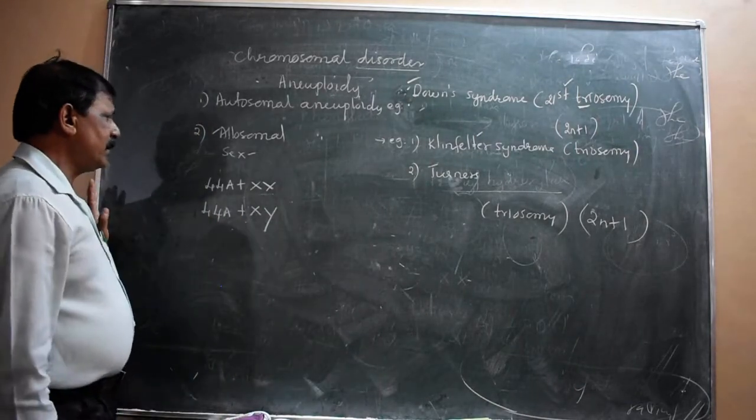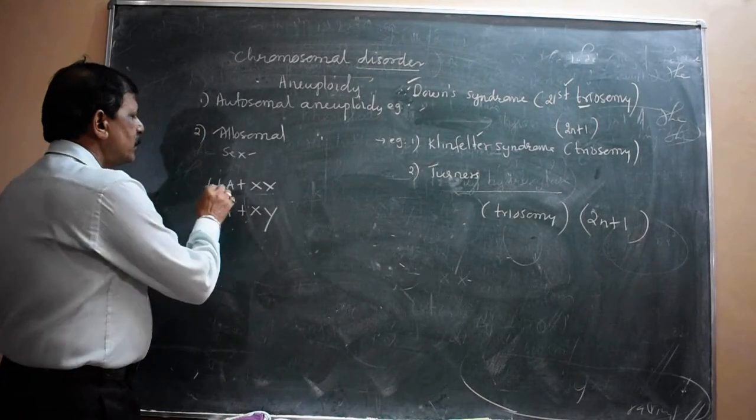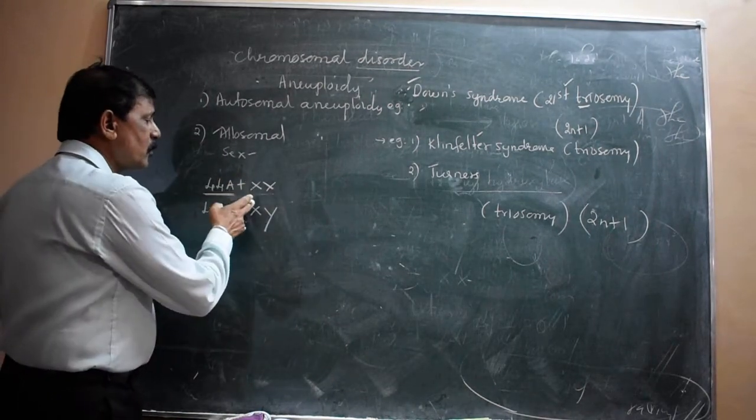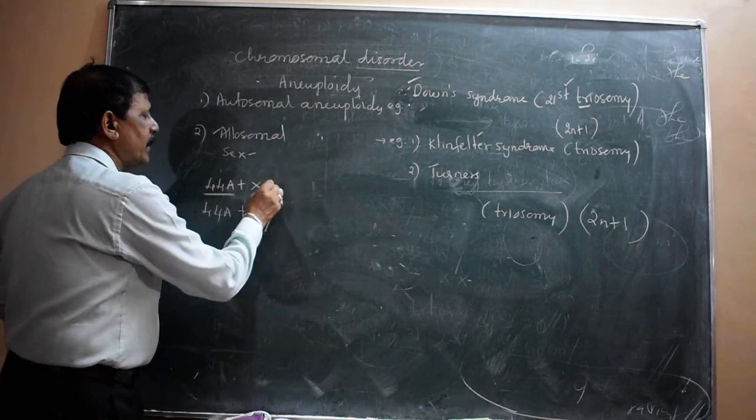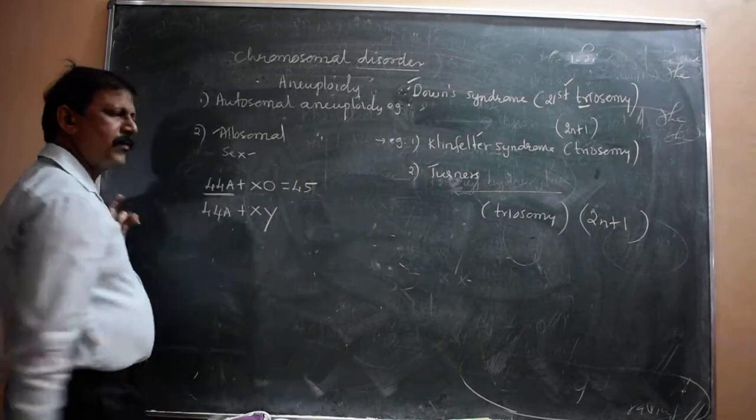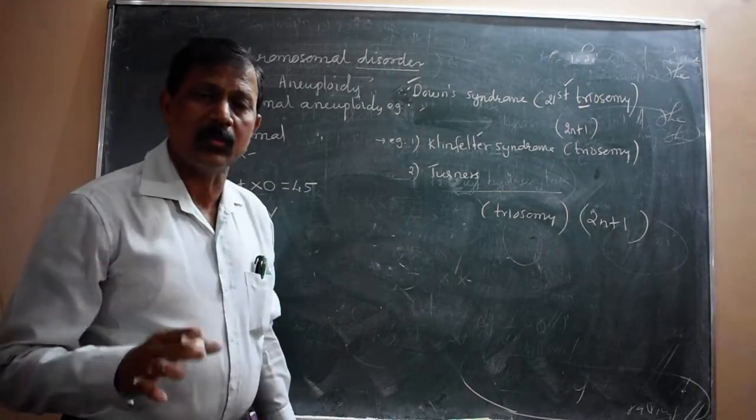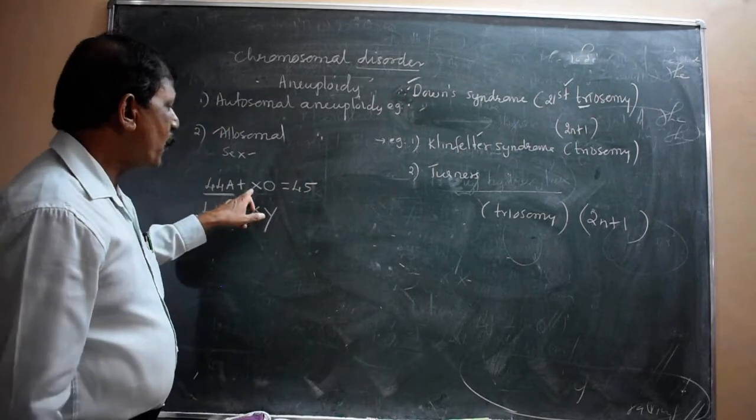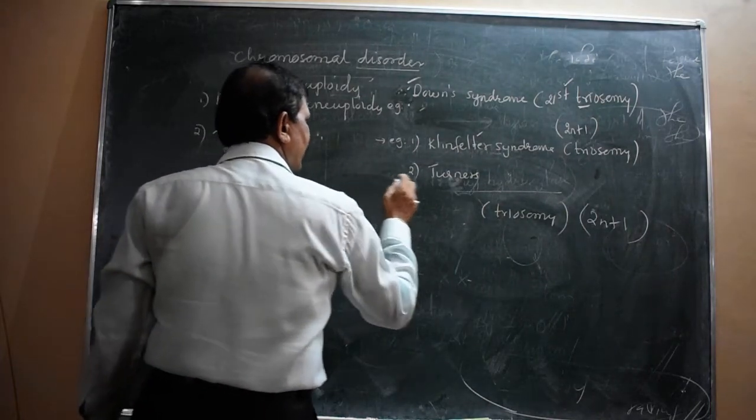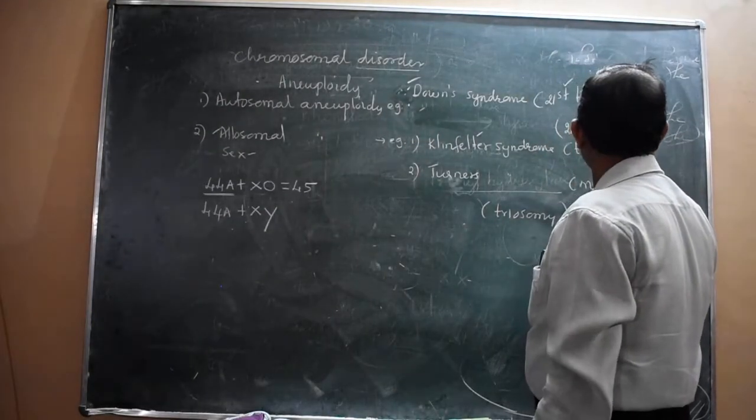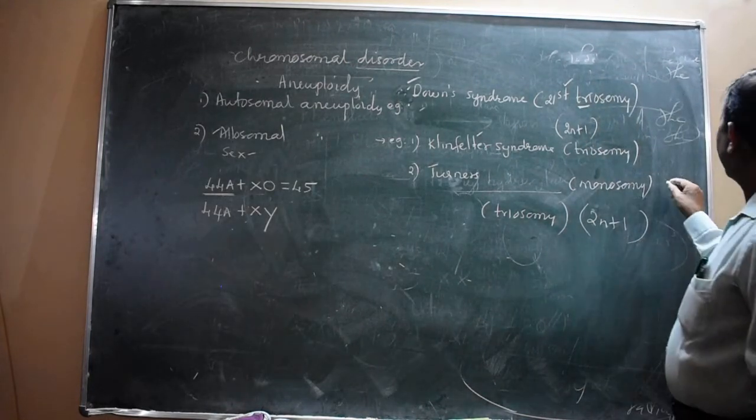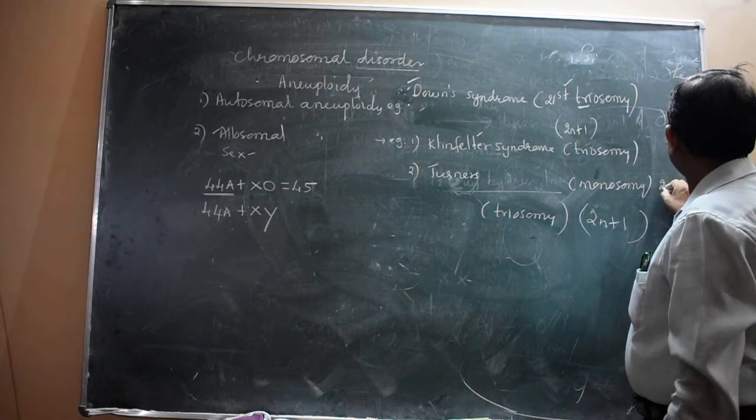But what happened here is, particularly in the female, the 44 normal autosomes will be there, but in the sex chromosomes one may be deleted and become 0, and thereby the total number of chromosomes becomes 45. So it means there is a loss of one X chromosome in the female, remaining only one X, and the total number of chromosomes becomes 45. This case is called monosomy, and it can also be written as 2n minus 1.